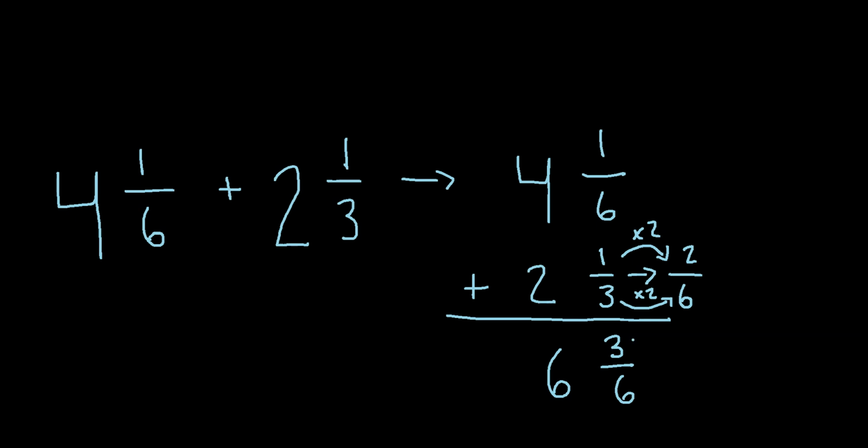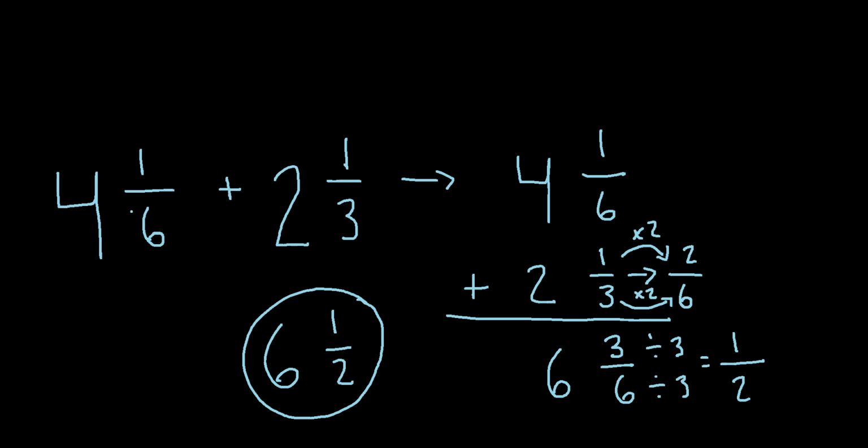Now the last step is you just want to check if the fraction portion right here can be reduced at all. And this one can be reduced. So if we divide the numerator by 3 and we divide the denominator by 3, in the numerator we get 3 divided by 3 is 1, over 6 divided by 3 is 2. So our final answer is 6 1/2. So let's write that right here, 6 1/2. So 4 1/6 plus 2 1/3 is 6 1/2.